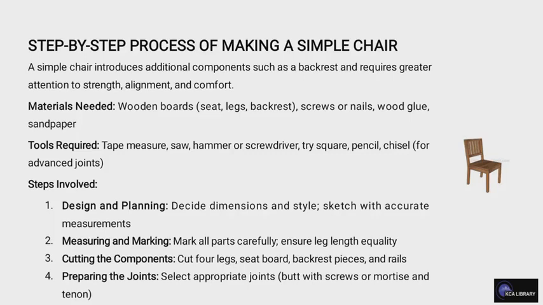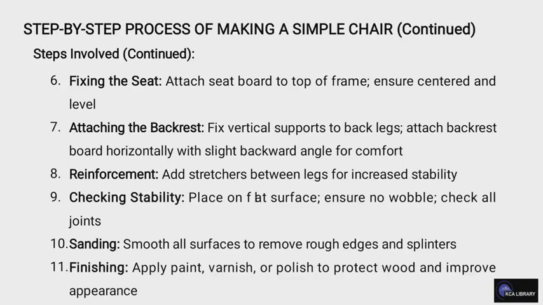A simple chair introduces additional components such as the backrest and requires greater attention to strength, alignment, and also comfort. And the materials needed are also the same, and the tools required are also the same, including a chisel. You need a chisel for advanced joints. And the steps include designing and planning, measuring and marking, cutting the components and preparing the joints.